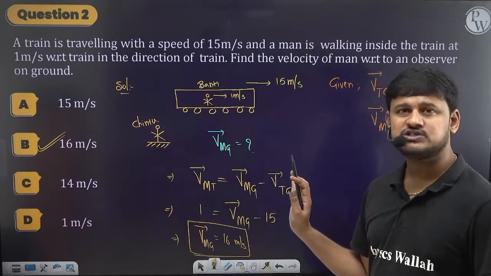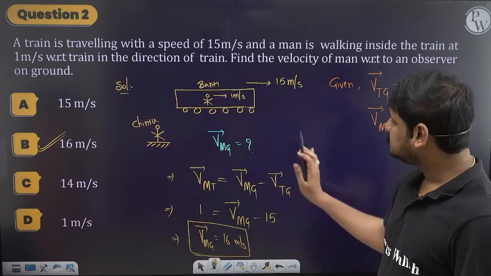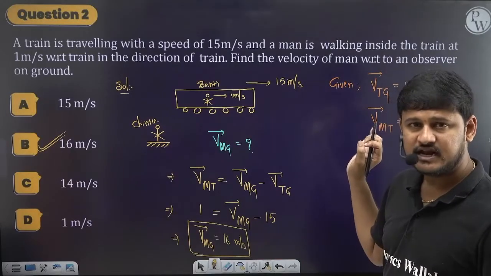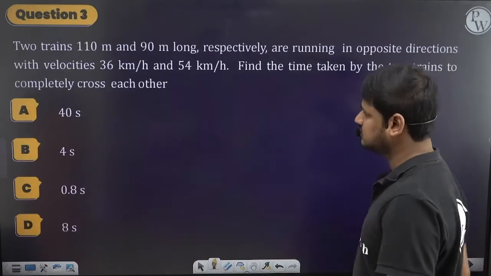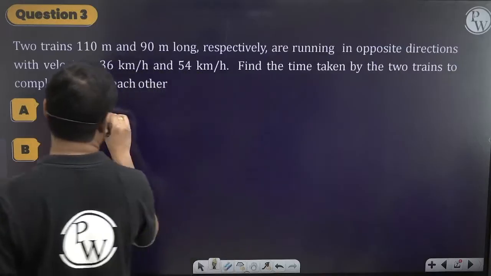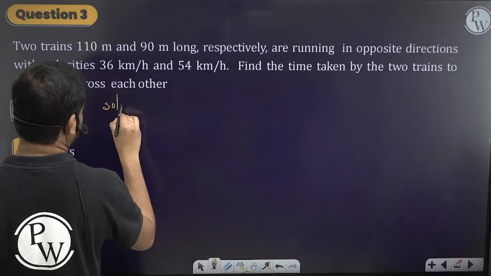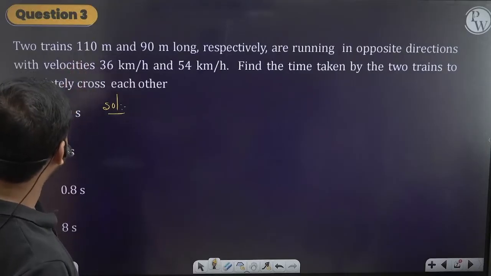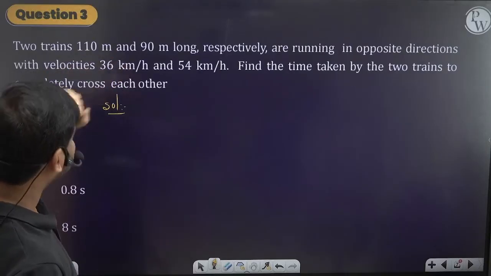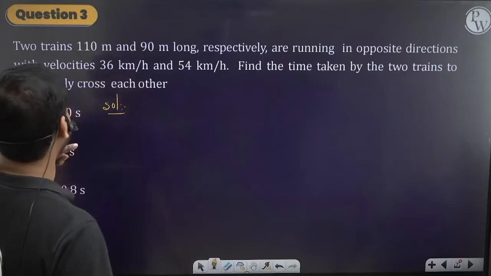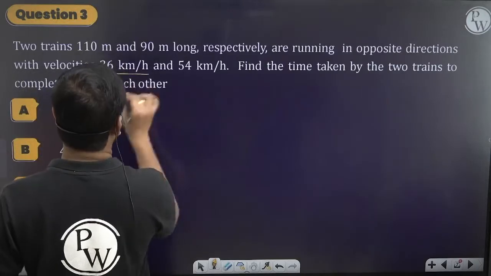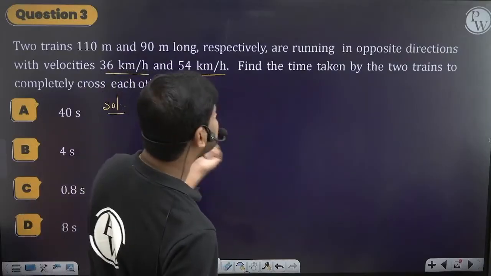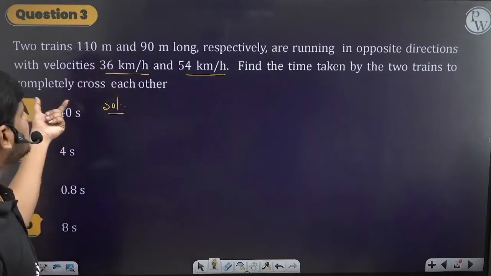So understood the concept? If the concept is clear, you can solve these questions very easily. Done? Next. Let's take the next question. Just pause the video and try it on your own, guys. Two trains, 10 meters and 90 meters long respectively, are running in opposite directions with velocities 36 km per hour and 54 km per hour. Find the time taken by the two trains to completely cross each other.